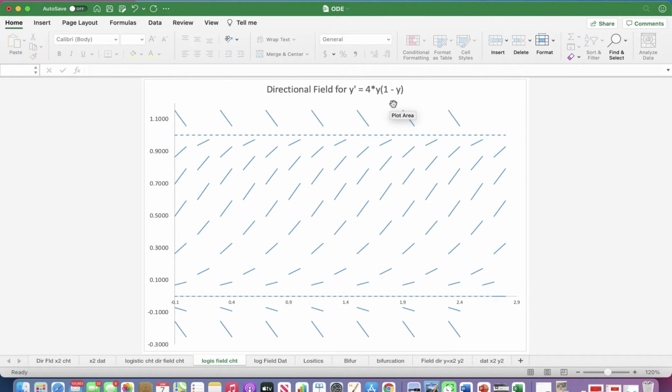But remember, this is not the domain of our function. Our function will not exist outside of y equals 0 and y equals 1. Or it will, but not for x.